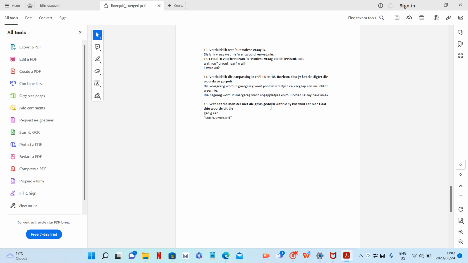What did the monster do to the family that didn't want to eat the food? They say take out 3 words. They want 3 words. So what did the chef do to the family that didn't eat their food? Een hap verslind. So you're quoting that out of the passage. They want 3 words. So you ate them in one helping. So that's the poem.